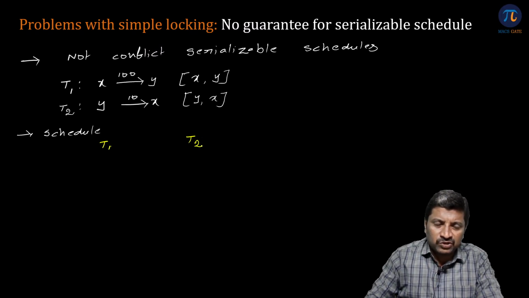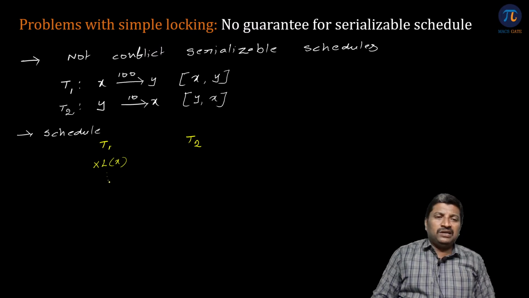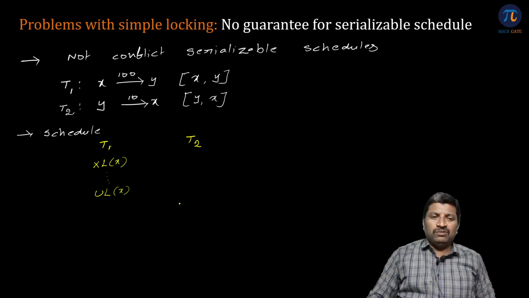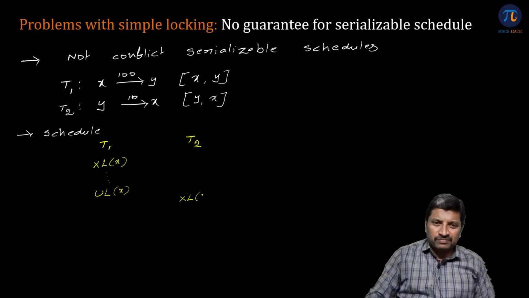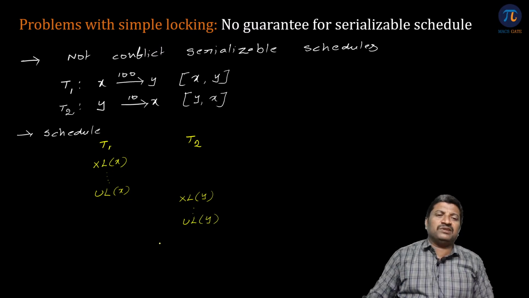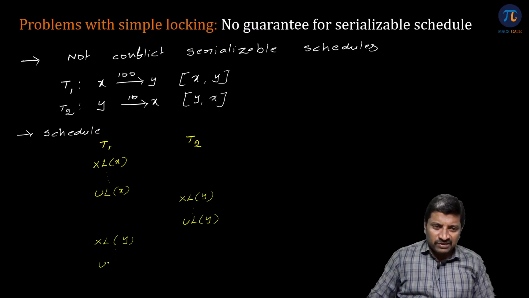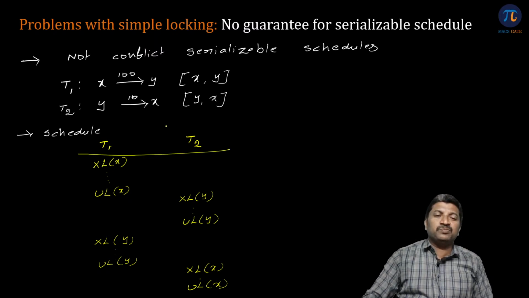T1, T2. So first T1 will get an exclusive lock for X and it is working on X. After completion, it will release it. Now let us suppose T2 gets the lock for Y, and he is working. After release, he will get it. Then again, T1 will get the lock for Y. He will do his work. After that, he will release it. Then T2 will get the lock for X. After some work, he will release it. Okay. This is following the simple locking protocol.